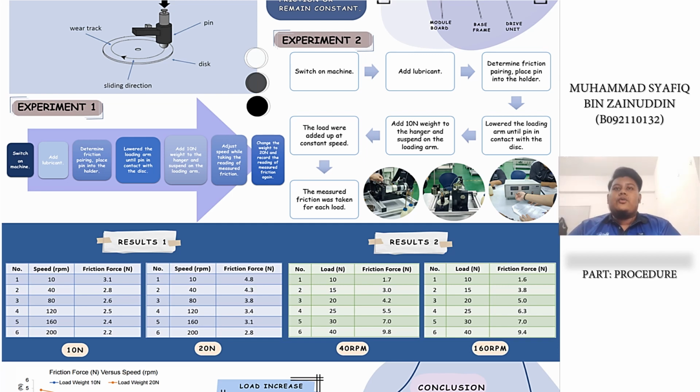Now I will go to the procedure of experiment 2. First, switch on the machine and then add lubricant, determine the friction pairing, and place the pin into the holder. After that, you lower the loading arm until it is in contact with the disc, add 10 Newton weight to the hanger and suspend it on the loading arm. After that, the load will be added at a constant speed. The measured friction was taken for each load.